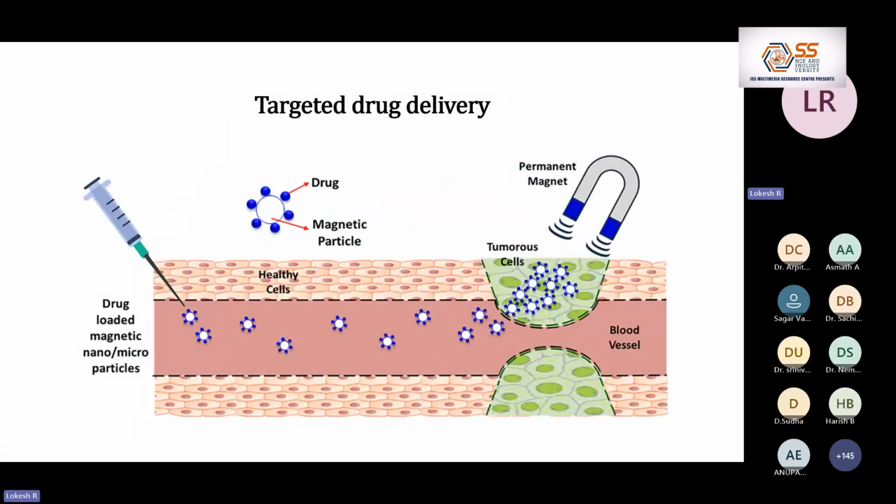One more example of targeted drug delivery is using magnetic nanoparticles. So for these magnetic nanoparticles, assume this is a limb, and they are injected here. In case we want the drug to stay at the same place, a magnet can be placed outside the body so that the nanoparticles can stay at that place for a longer time. Since they are magnetic nanoparticles, they are attracted towards this magnet.